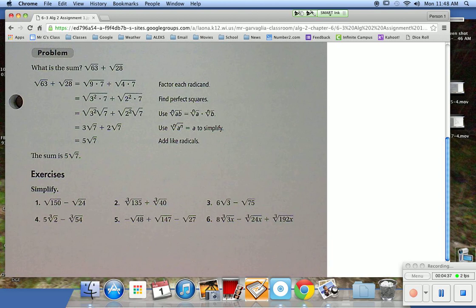All right, let's take a look at this first one: the square root of 150 minus the square root of 24. What do you think we could do in there? What could we divide into both of these to come up with the same square root? I'm going to look at the smallest one first, because I know 4 times 6 is 24, right? And 4 is a perfect square.